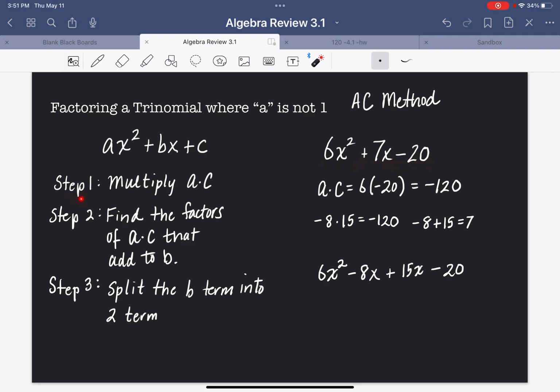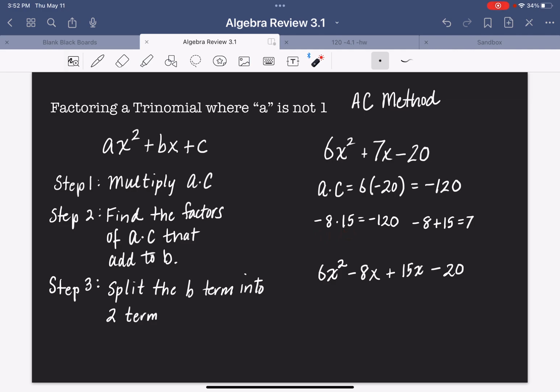Now step 1, we're going to multiply a times c. So a is the coefficient of the x squared term and c is the constant. So a times c for this trinomial would be 6 times negative 20, which is negative 120. The factors of negative 120 will give us the b coefficient. Okay, that's our step 2. Find the factors of a times c that add to b, which are going to be negative 8 times 15.